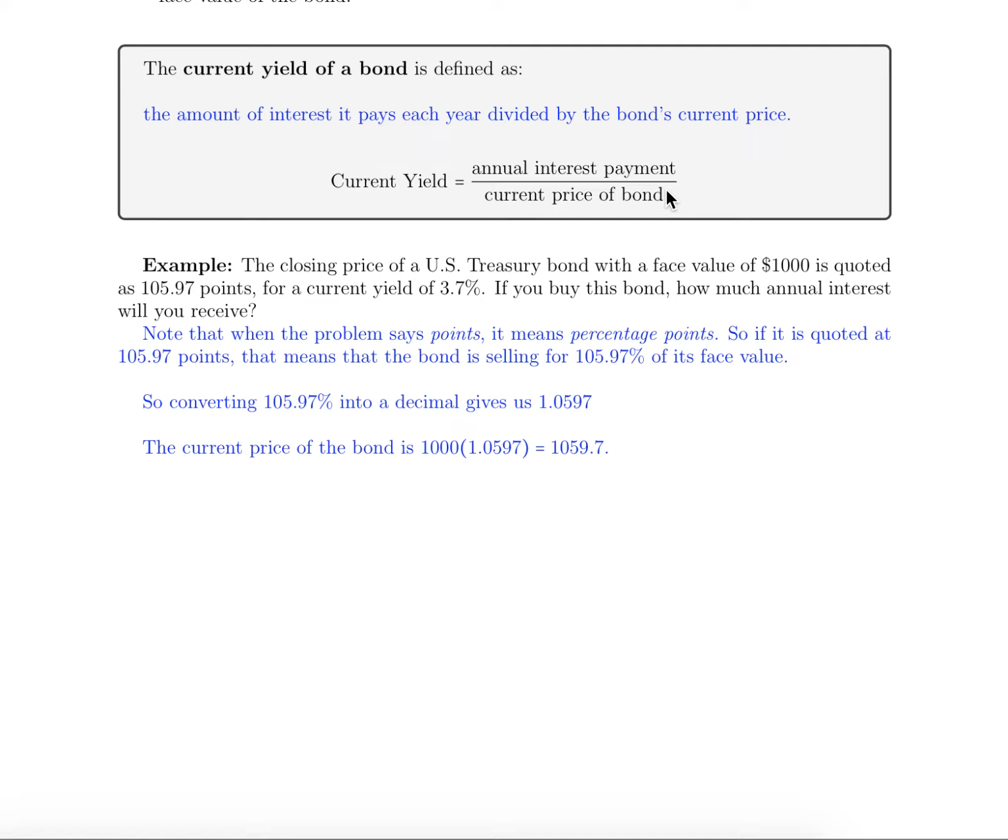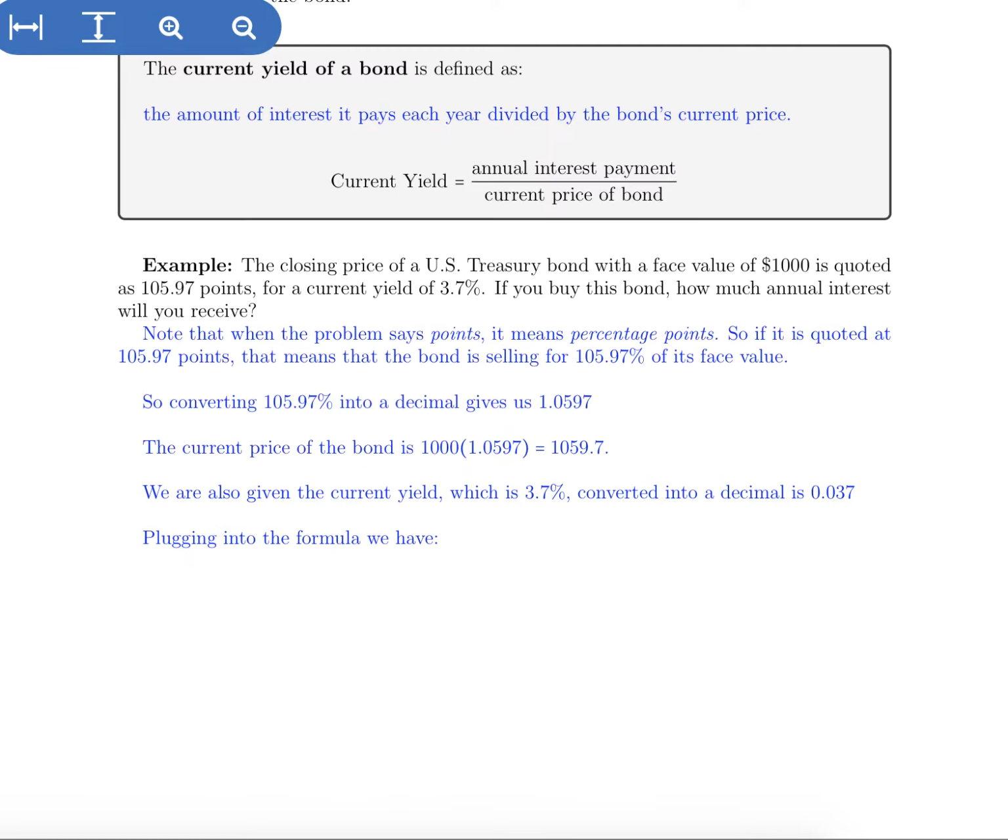So we found that. Then we also are given the current yield. The current yield is 3.7%. We also must convert that into a decimal, so we get 0.037. Alright, now we have everything we need because we want to find annual interest, which is the numerator. We have the current yield, 0.037, and we have the current price, 1,059.7.